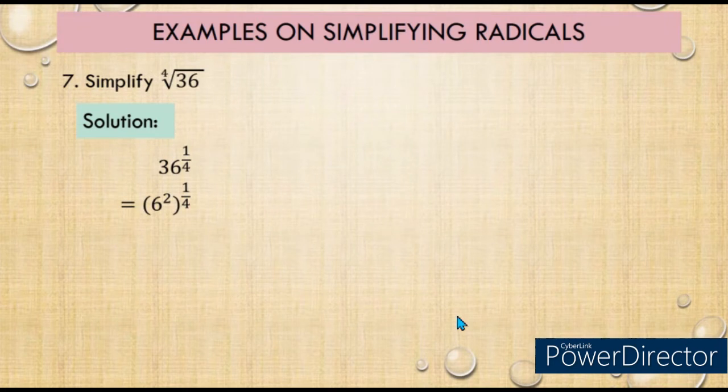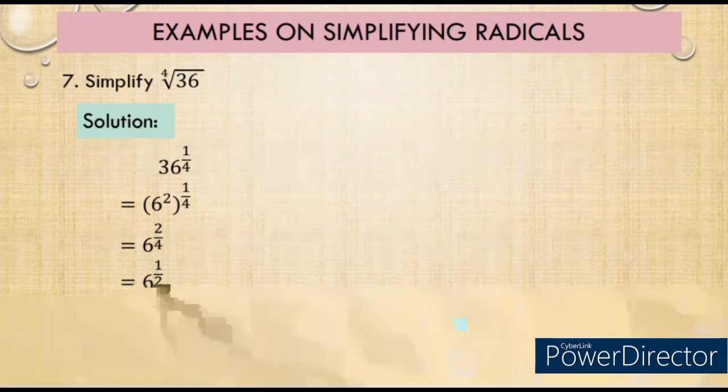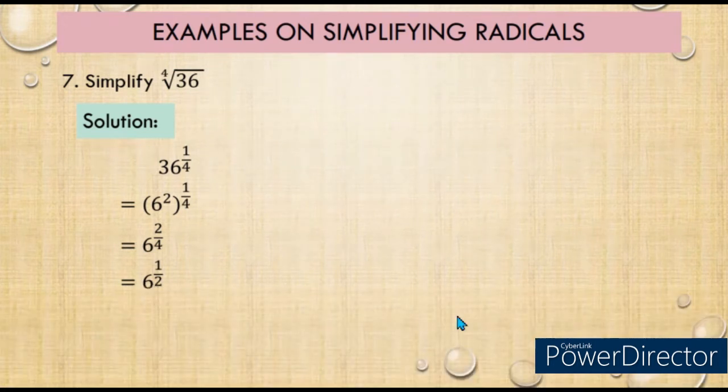Okay? So product rule of laws of exponent, power of a power. So we need to multiply 2 times 1/4, which is equal to 2/4. Okay? So next, we need to simplify 2/4. The simplest form of 2/4 is 1/2. So we have 6 raised to 1/2. And then 6 raised to 1/2, if we're going to write it in radical form, ang magiging sagot na ngayon natin dyan ay square root of 6. So that is the simplified form of the fourth root of 36.